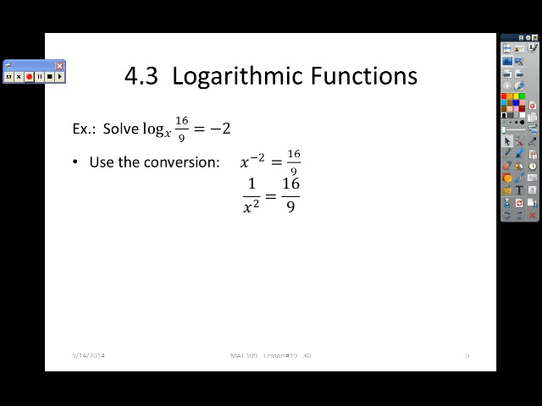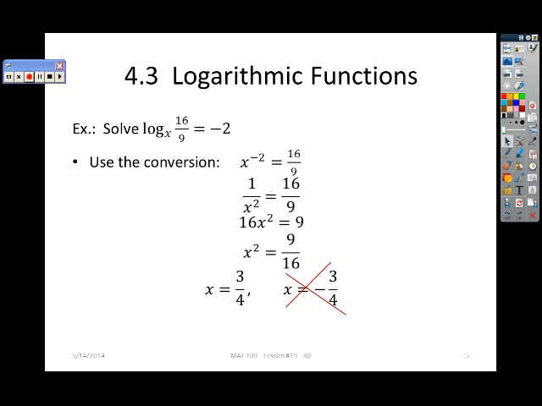X to the minus 1/2 is 1 over x squared. Cross multiply and solve. And here, take the square root of both sides. You get plus and minus 3/4. However, x is our base, and remember I said we cannot allow a negative base. We have to throw away that negative answer. So our solution is x equals 3/4. That's the only answer we can keep, because you cannot allow a negative base.